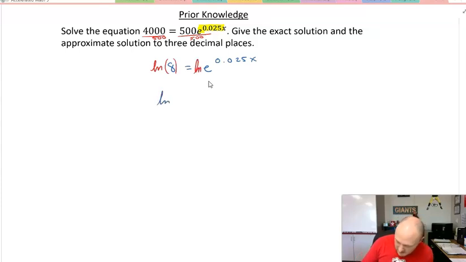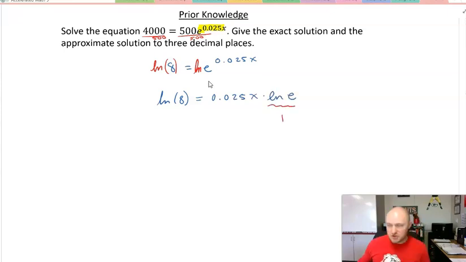So what we get is the natural log of 8 is equal to 0.025x times the natural log of e. And we know that the natural log of e, that's just 1. That essentially cancels out. This is what we do, common convention. But I just want to remind you that the natural log of e is actually 1. So that comes down in front, and that essentially gets absorbed.